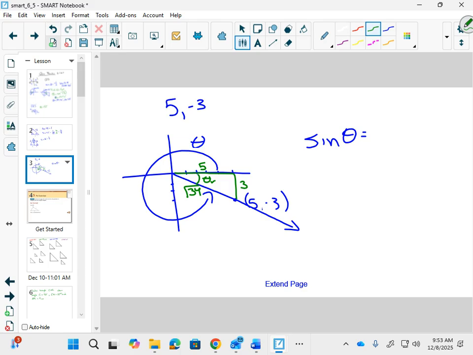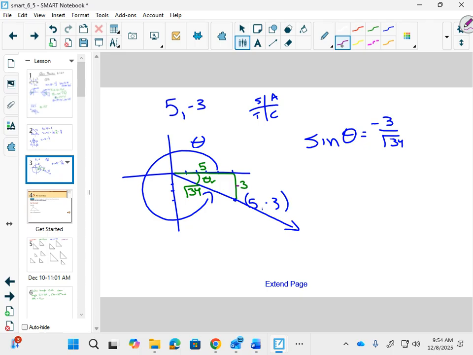So if I asked you what sine of theta is, you would be able to say that it is the opposite over the hypotenuse. And I would almost get it right if I wrote this. It should be negative, because according to your CAST rule, if you're in quadrant 4, sine is negative. Some people write the 3 as -3 because it's going down. I write the 3 as positive because I still think of it as a length.